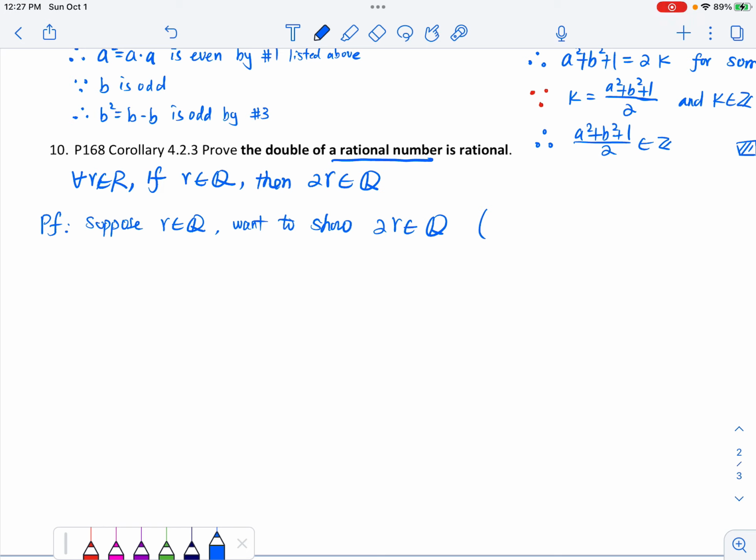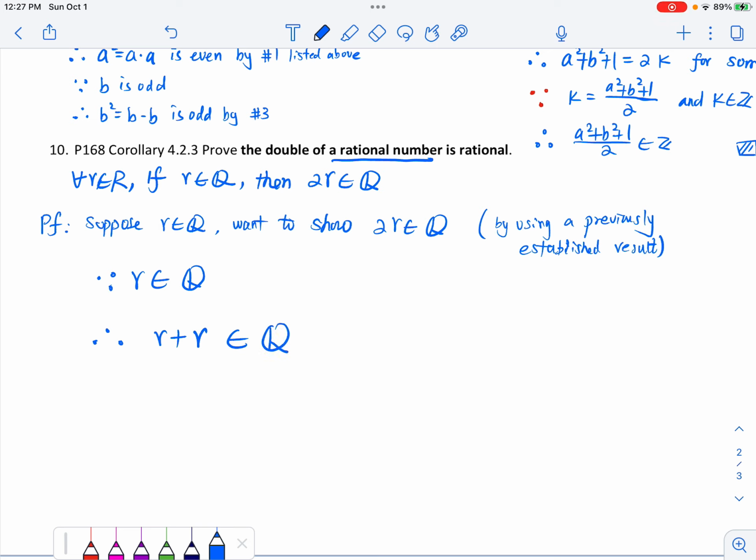So now, by using a previously established result, because R is rational, therefore R plus R should also be rational. Why? This is by theorem 4.2.2: the sum of two rationals is rational. Now because R plus R is 2R, therefore this is rational. Therefore 2R is rational.